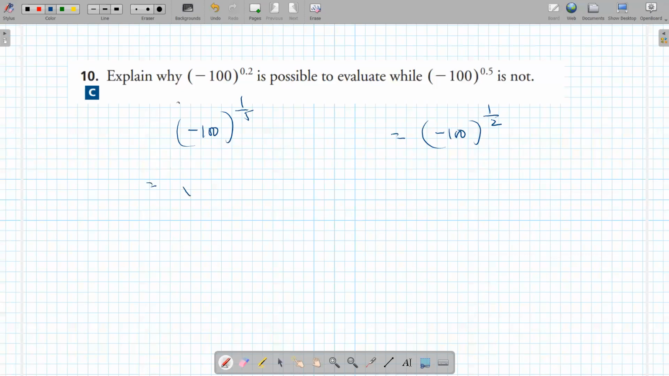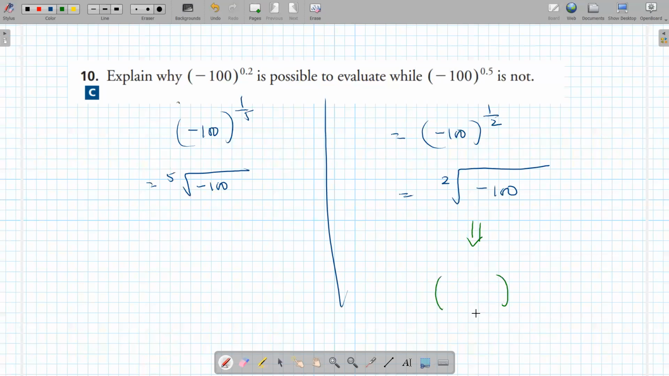This means this is the fifth root of negative 100, whereas this is the square root of negative 100. Now think about square roots. Can you take the square root of a negative number? You can't. What this means is there exists some number, we don't know what it is, that if you square it, you get negative 100. But any number that you square will always be positive. Like negative 5 squared is positive 25. Doesn't matter which number you square, that will always spit out a positive number. You cannot take the square root of a negative number.